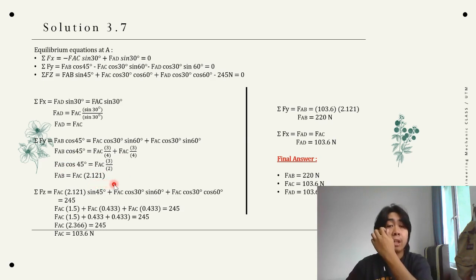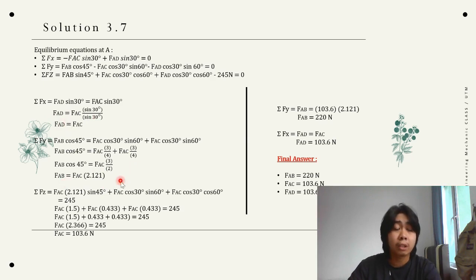Now since you have the value for both FAD and FAB, you can substitute it on the last equation, which is this one. So this one was originally FAB, substitute FAC, you get this one. Next FAD, substitute FAD here, you get FAC. So simplify, transpose 245 Newton on the other side, you get this one. Then add them all, and finally you get the value for FAC, which is 103.6 Newtons.